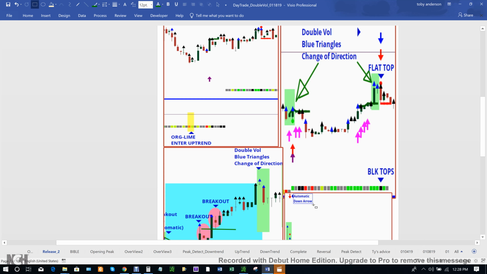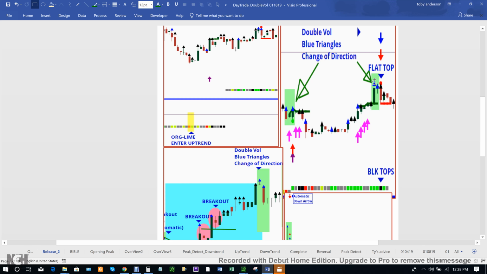All right. So that's those things. And this is an example of a flat top where you got these three candles and you got two blues and a black. The black one is medium volume. That's a medium volume black triangle. Blues are high volumes, and then these guys here don't have any triangles, so they're like low volume.